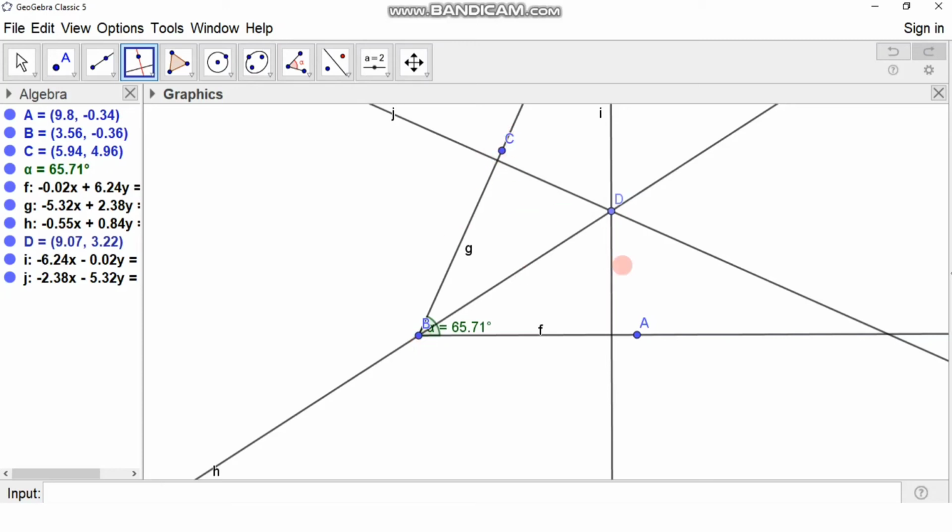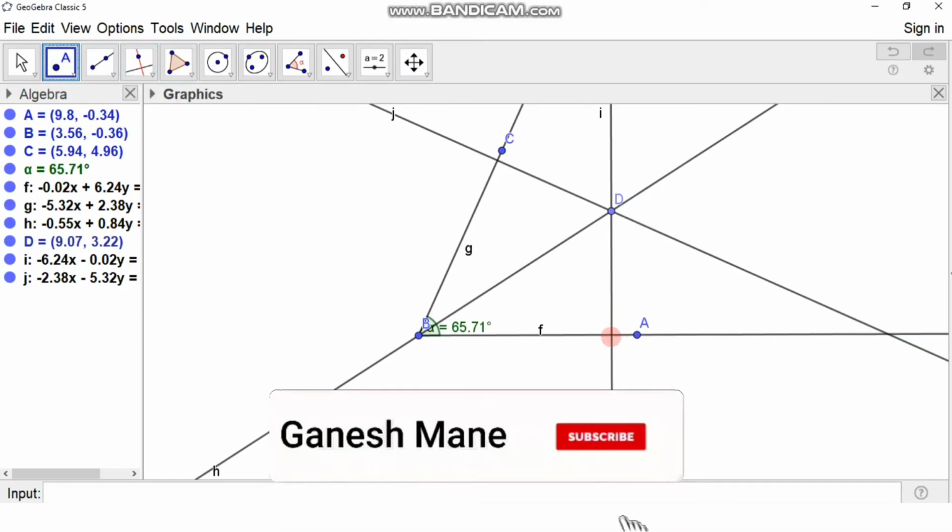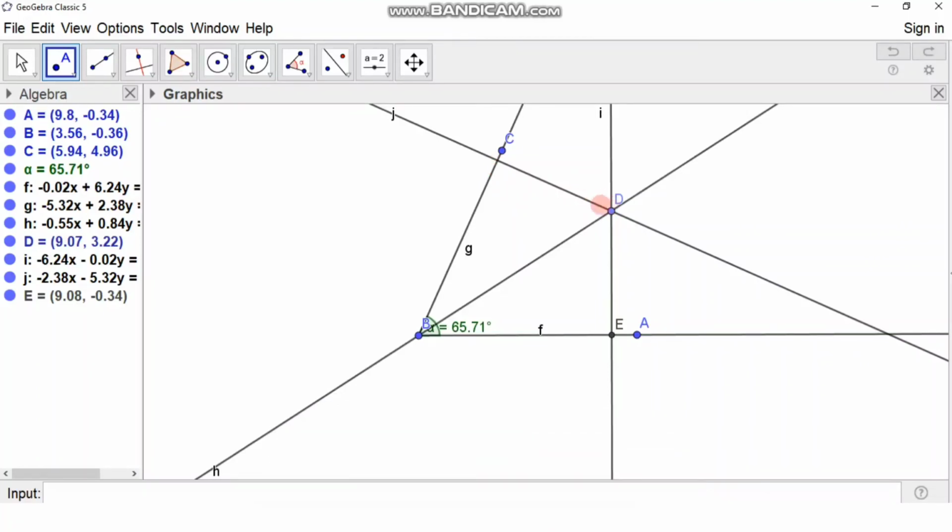Now we have to fix these 2 points of intersection. So for that, click on the point icon, and we have one point here, point E. The point of intersection of this perpendicular line and the side of the angle is here. We'll click here, and get point F. So here segment DE and segment DF are nothing but the distance of point D from the two sides of the angle. Now we are going to measure this.